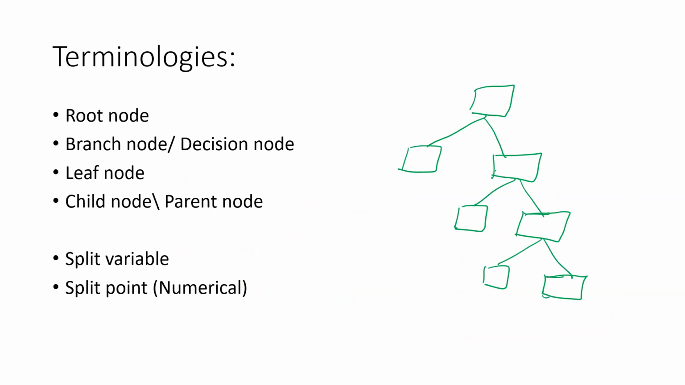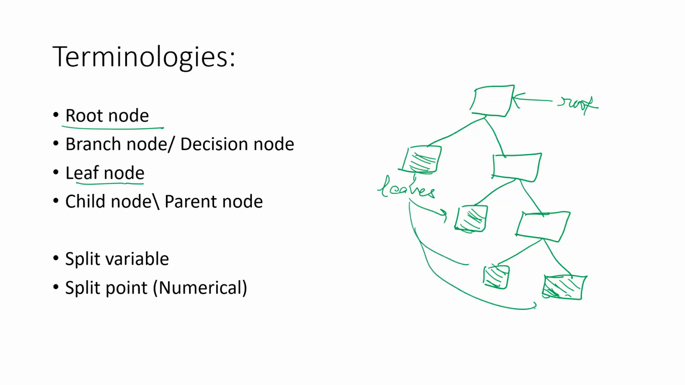Now the root node is the node which contains all the training data set. All leaf nodes are where you make the predictions, so these nodes used for making predictions are the terminal nodes or the leaf nodes. And what are the decision nodes? They are the nodes in which you split your data set or make the decisions to split. These nodes are called decision nodes or branch nodes.